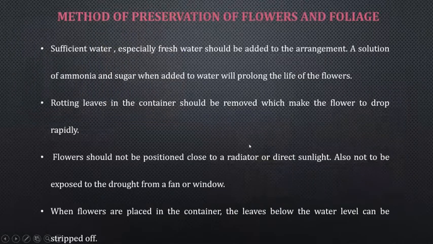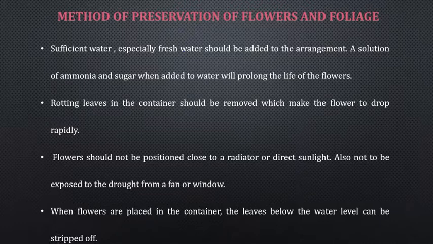Now we will see what methods are used for the preservation of flowers and foliage. So the first point is sufficient water. Yes, water is very important to keep the flowers fresh. Fresh water is essential, especially for the arrangement. Also we can use a solution of ammonia or sugar that will also help to extend the life of flowers.